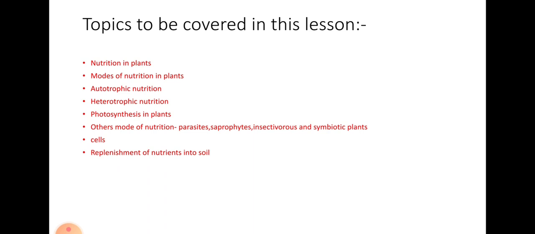First, topics to be covered in this lesson are nutrition in plants, modes of nutrition in plants, autotrophic nutrition, heterotrophic nutrition, about photosynthesis in plant, and some other modes of nutrition, that is parasites, saprophytes, about insectivorous plants, symbiotic plants, cells, and last is replenishment of nutrients into soil. So let's start revision of these topics one by one.